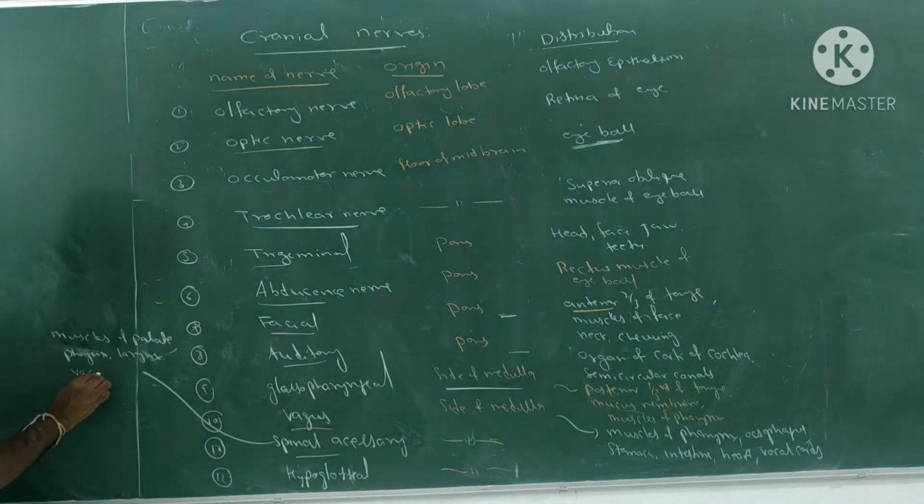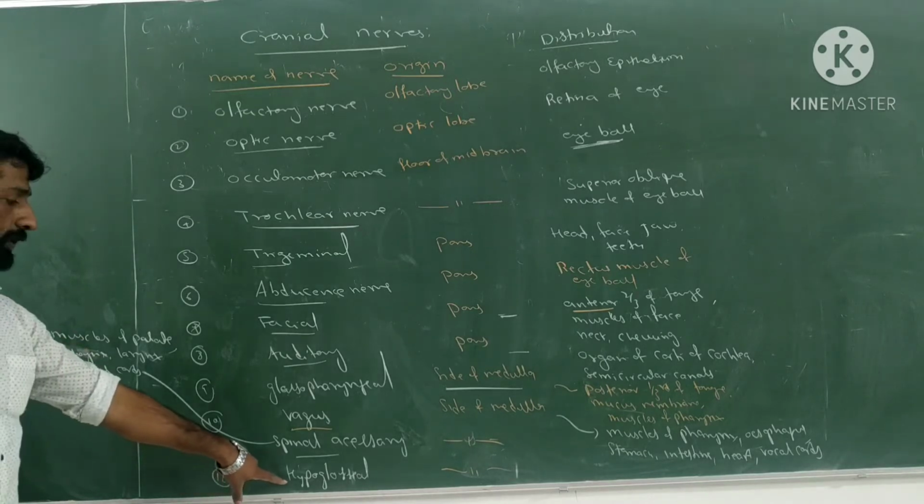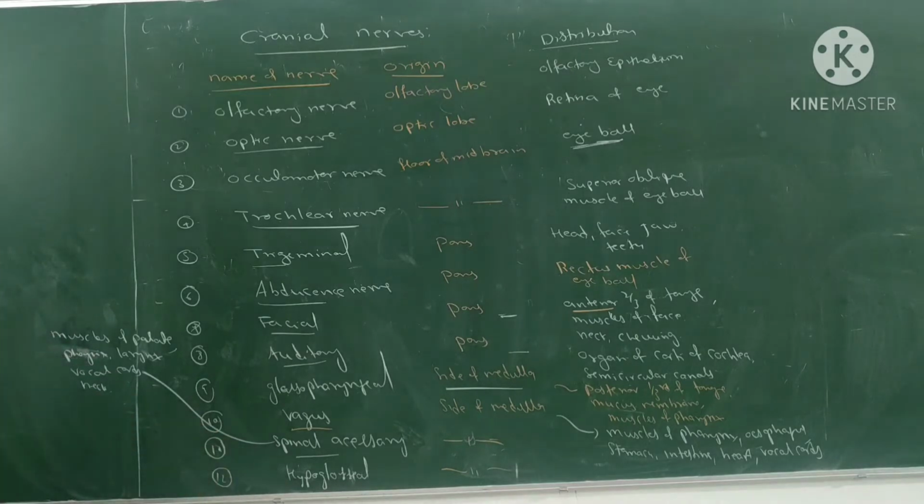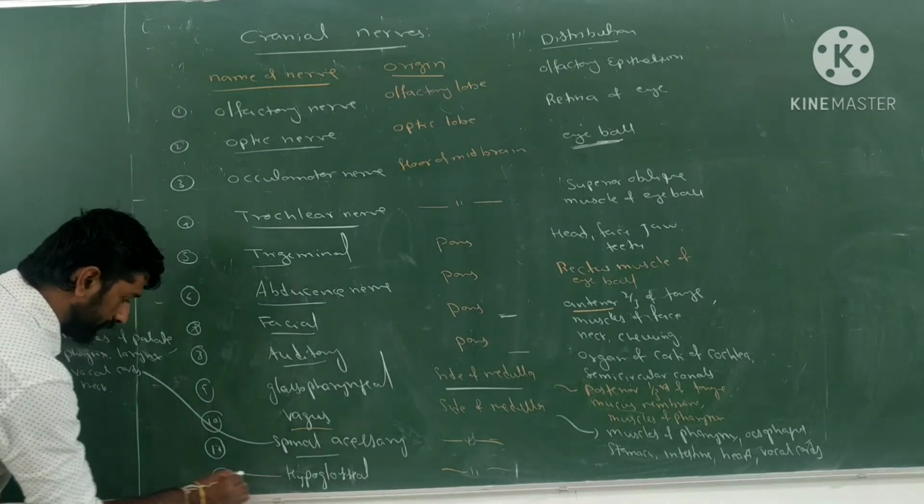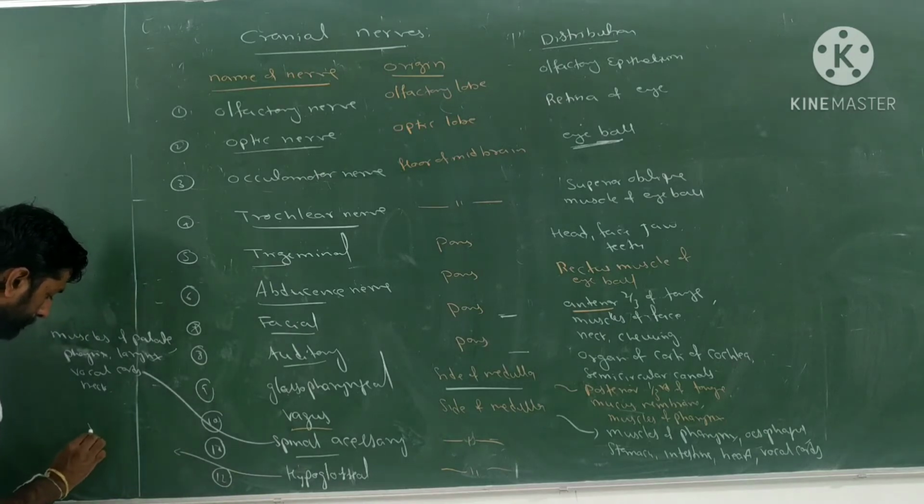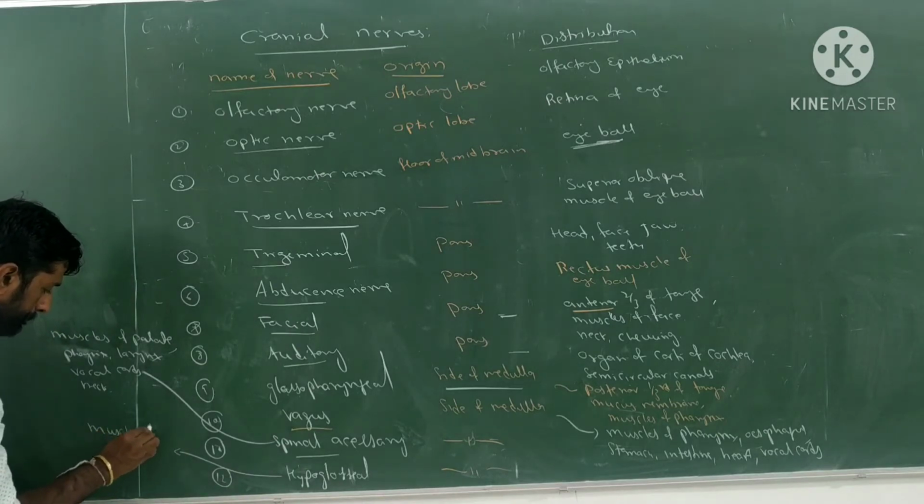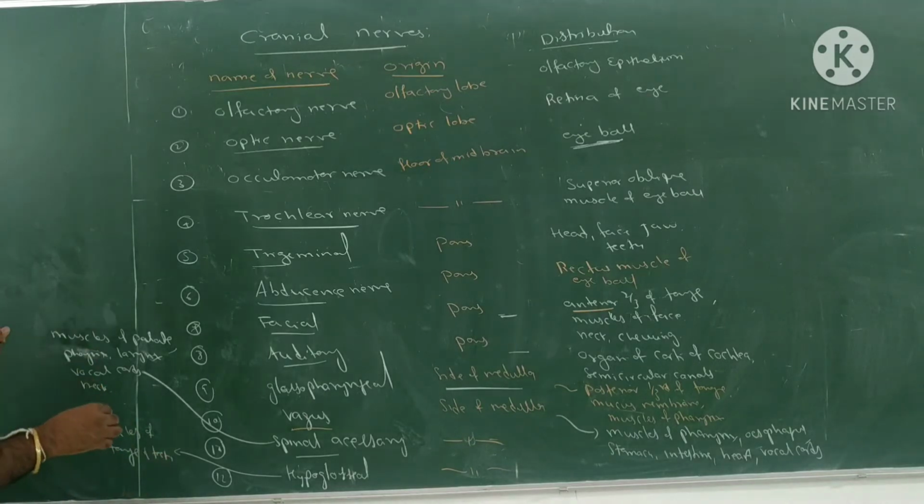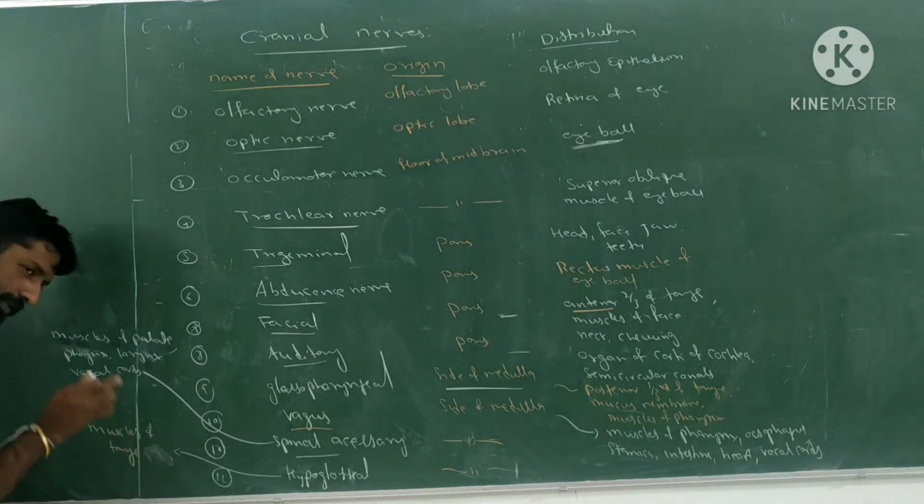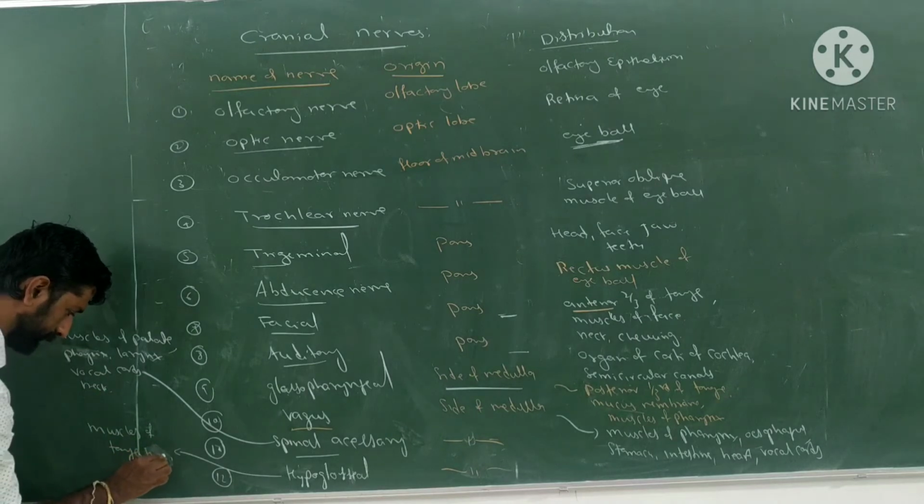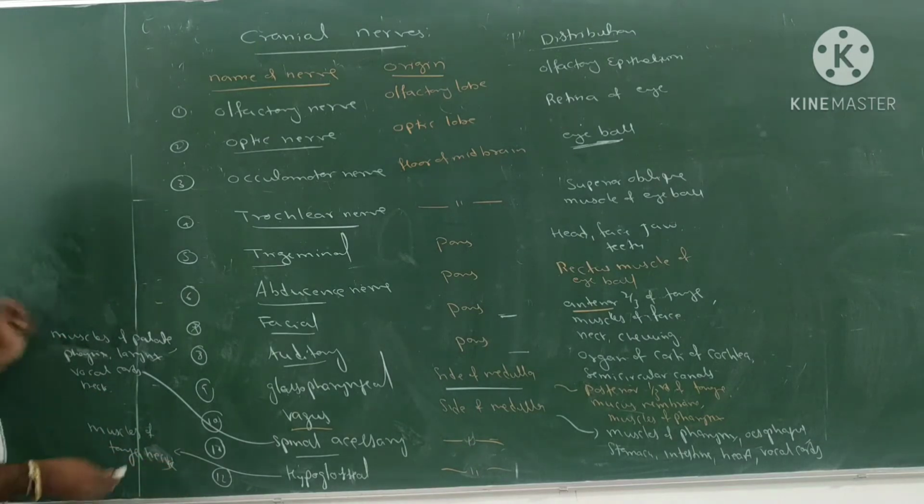Next, vocal cords, the spinal accessory, neck. Next, what about the hypoglossal, the last nerve, that controls the muscles of the tongue and neck, not teeth. Okay, fine. Now, what are the functions?